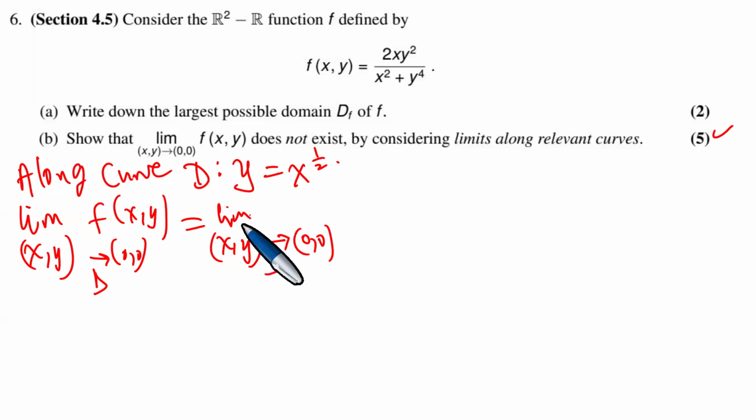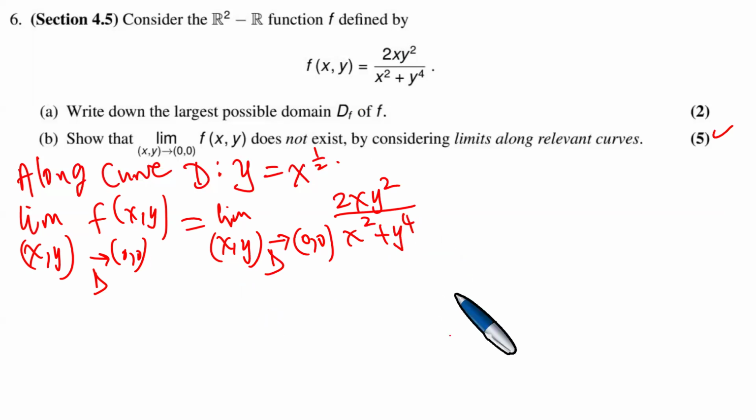Right, so now let's write this one. The f function is f of x and y, so this is 2xy squared divided by x squared plus y to the 4th power. Is there a curve where x is the subject of the formula? Yes. It's just easier to, okay, I get your point.